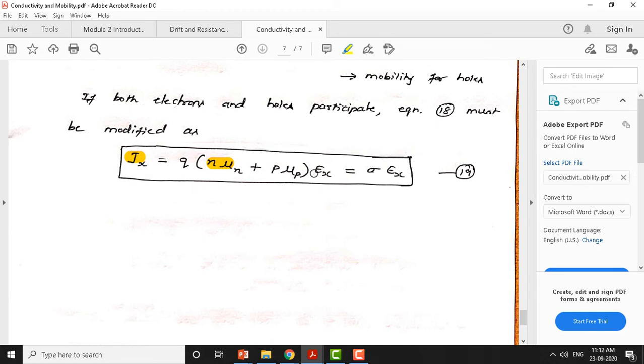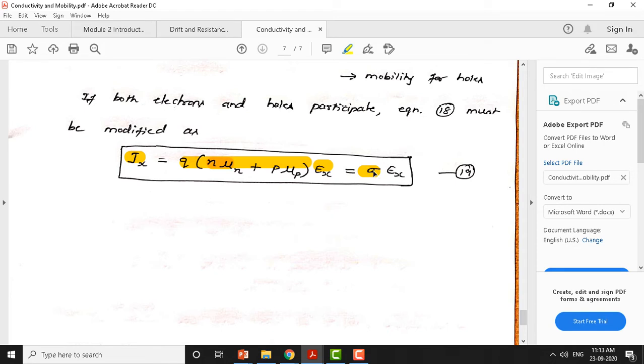The current density depends on the electric field, which is in the positive x direction. And you can substitute the conductivity. If you look, this entire shaded portion represents conductivity. Therefore this equation can be rewritten as current density equals conductivity times the electric field. So current density is a product of conductivity and the electric field. If you know conductivity, you can also calculate resistivity.